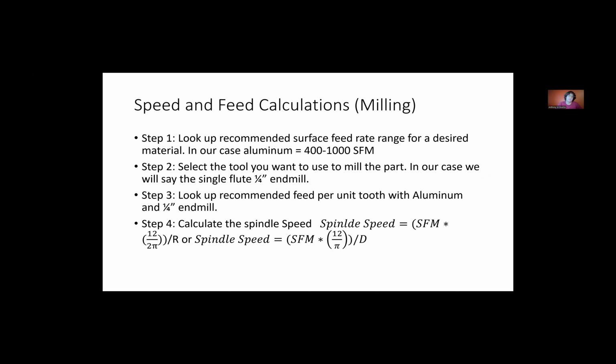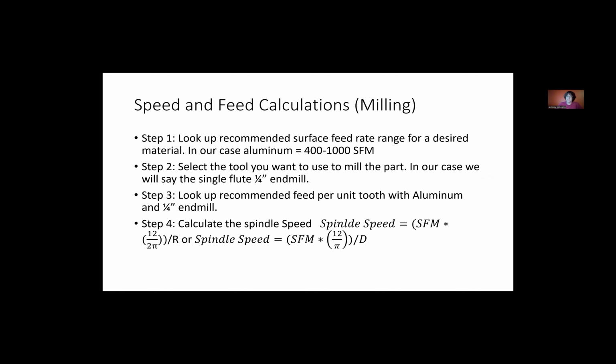Okay, so first thing you normally want to calculate is your spindle speed. Again, you have your surface feet per minute times pi over 12 over 2 pi. Again, you're converting feet to inches sort of thing. So your spindle speed is equal to surface feet per minute times 12 over pi over d, or diameter of your tool.